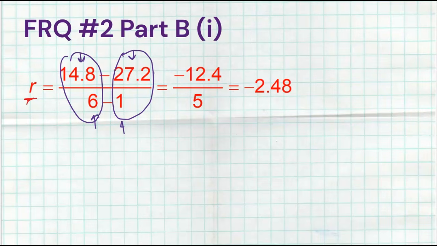And also, don't forget, outputs go in the numerator, inputs go in the denominator when talking about average rate of change, which is a fancy way of saying slope. So on top, I get negative 12.4 divided by 5. And again, you must make that a decimal, negative 2.48. Now, to get full credit, all you have to have is the work shown and negative 2.48. You actually do not even have to have any units on that value.